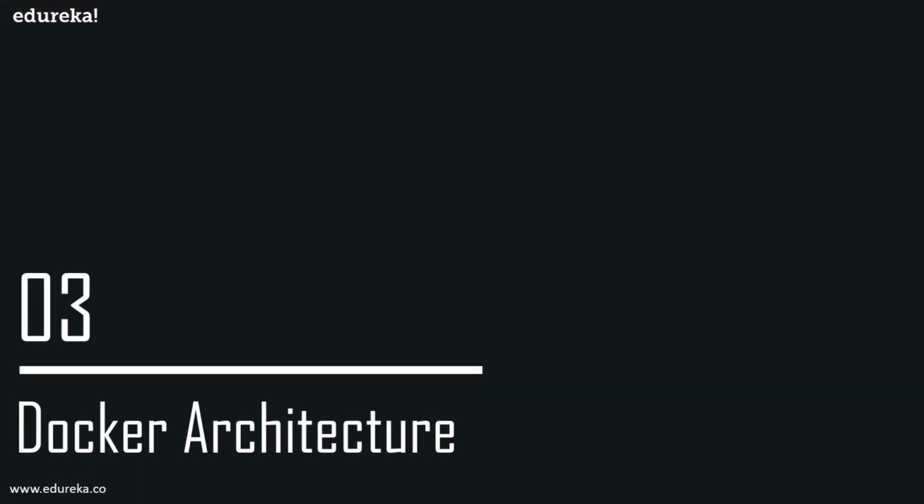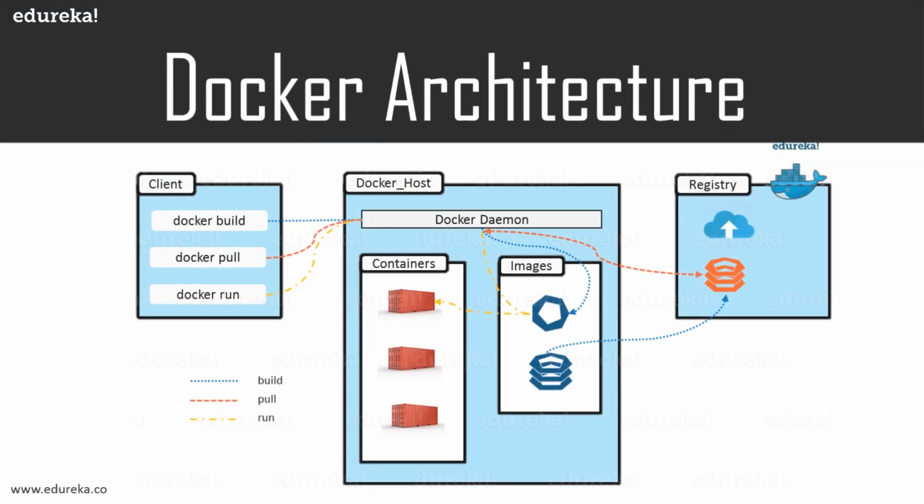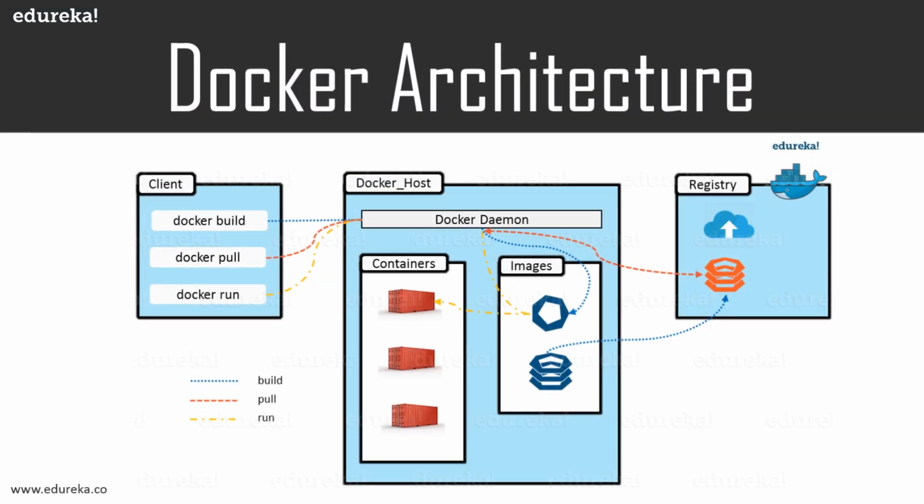Now let us talk about the Docker architecture. As you can see on this slide, this is what the Docker architecture looks like, and it has three major components, namely the client, the Docker host, and the registry. So now let us talk about each of these components one by one.